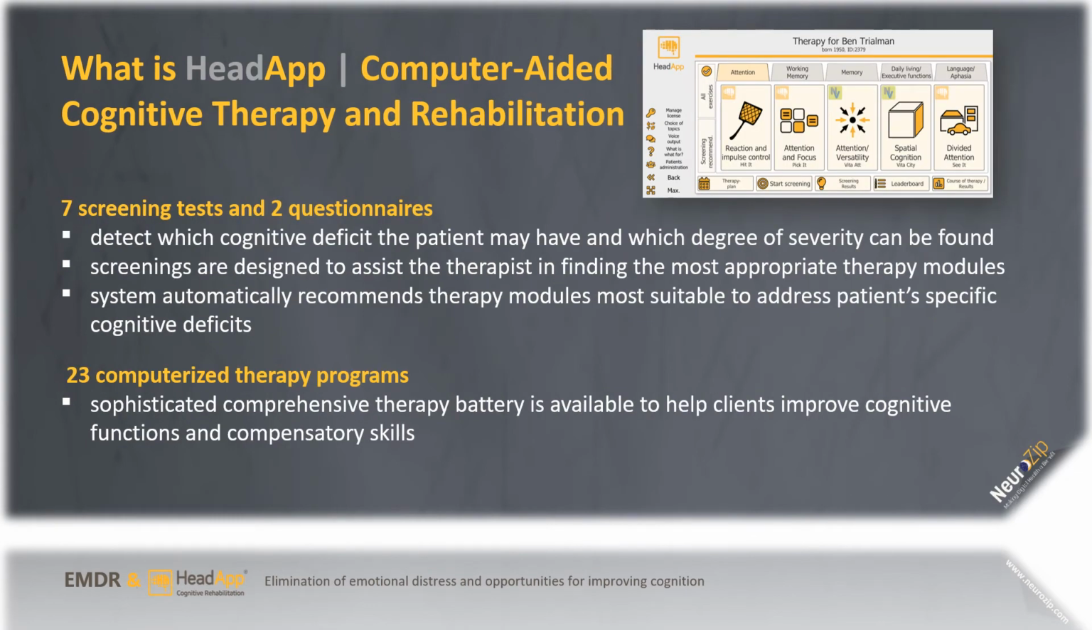We're going to discuss more details about the HeadApp cognitive therapy program. It consists of 7 screening tests and 2 questionnaires to detect which cognitive deficit the patient may have and which degree of severity can be found. Screenings are designed to assist the therapist in finding the most appropriate therapy modules. The system automatically recommends therapy modules most suitable to address the patient's specific cognitive deficits. There are 23 computerized therapy programs. This sophisticated, comprehensive therapy battery is available to help clients improve cognitive functions and compensatory skills.